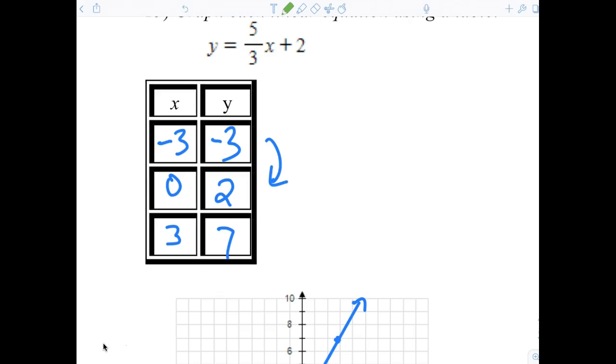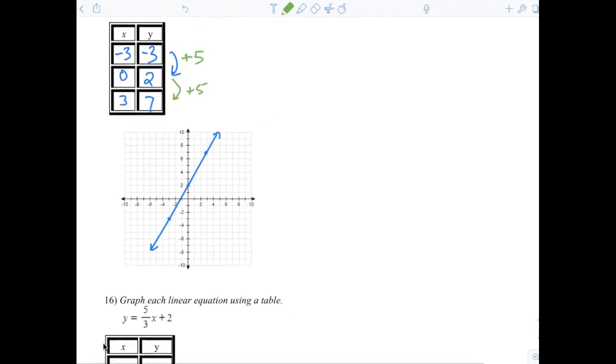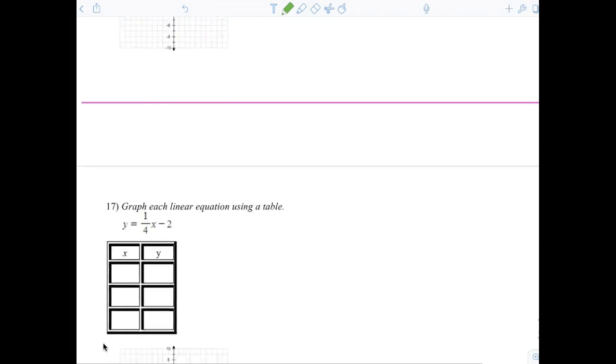Now, what I was showing the kids yesterday is that these always have a pattern. So this would be another what? +5. Is everybody good with that? Right, happy? All right. And then you just plot those points. Everybody's good plotting those points? All right. 16, I accidentally typed in the same equation.